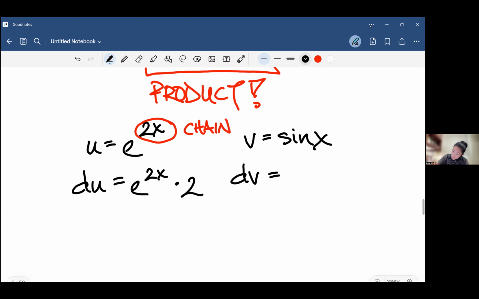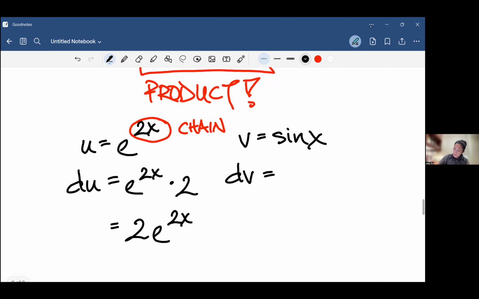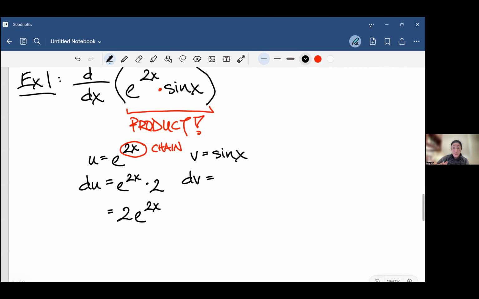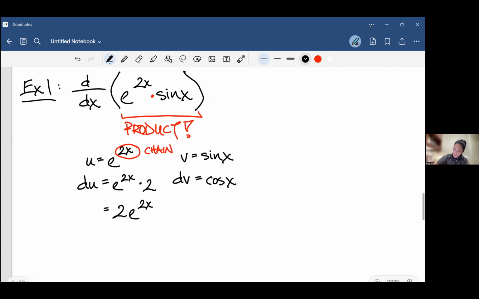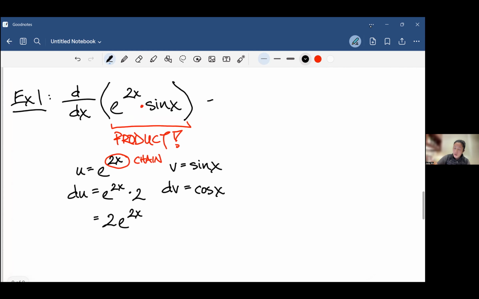And I'm going to go ahead and rewrite this. I think it usually is written with the constant in the front, so 2e to the 2x. Okay? All right, now we've got our v is sine x, our derivative of sine x, that's what we learned in 8.3, is cosine x. All right, now let's plug this all into our product rule. Okay, so our product rule is u dv plus v du.